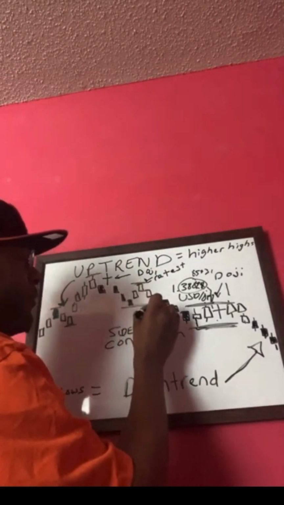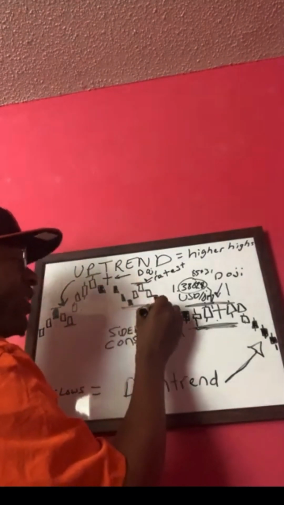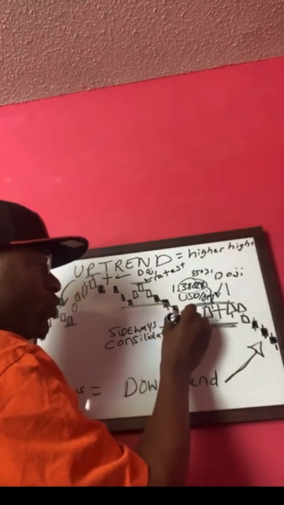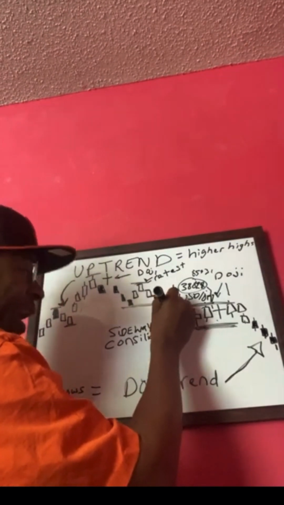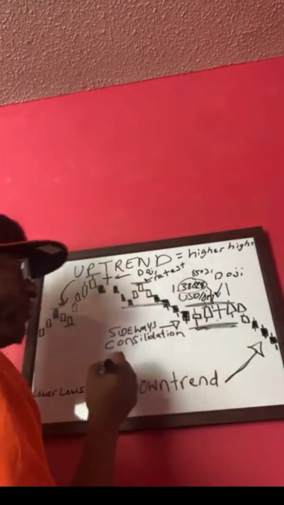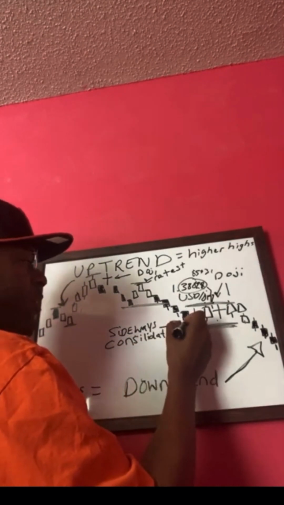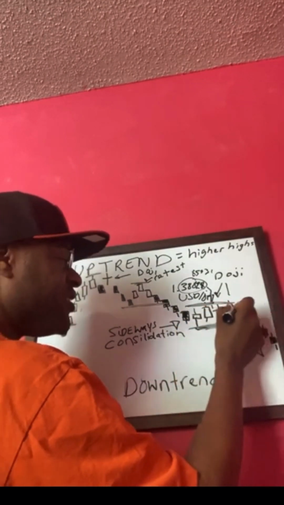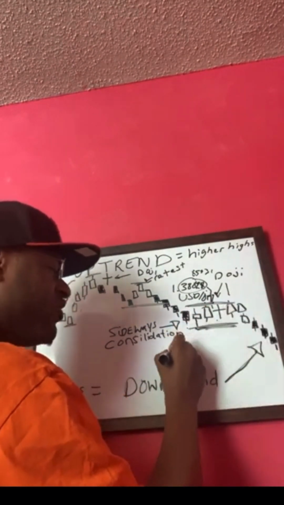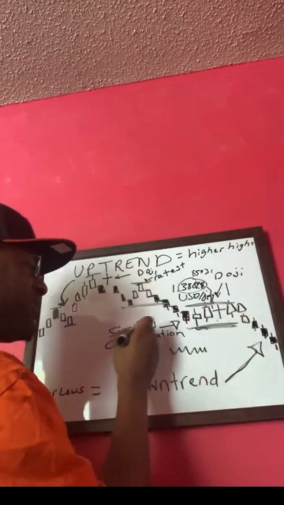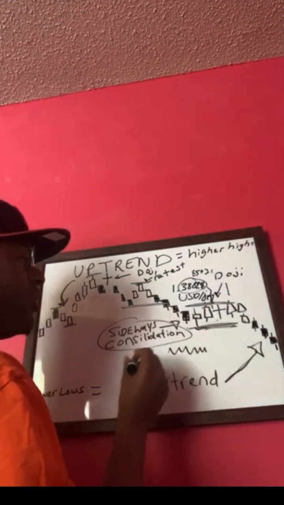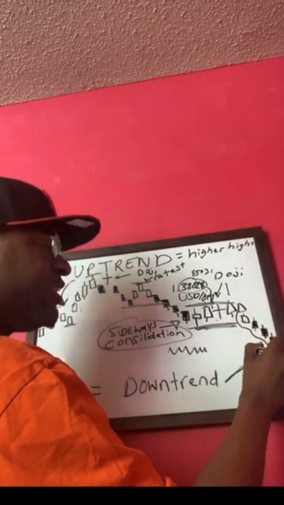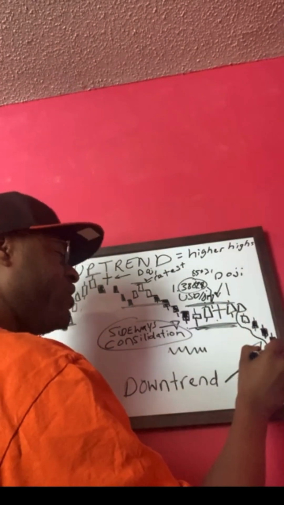but it fell back down, breaking your support, further confirming the downtrend, creating lower lows, meaning the price on the next candle is lower than the previous candle. It created support here, then started consolidation. A consolidation phase is moving sideways. It started moving sideways. Then what happened? The downtrend continued. So there was a continuation with the downtrend.